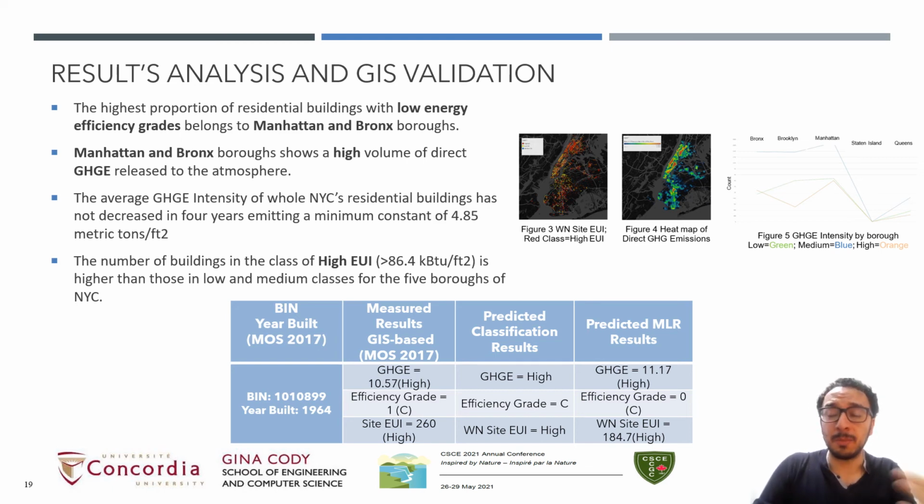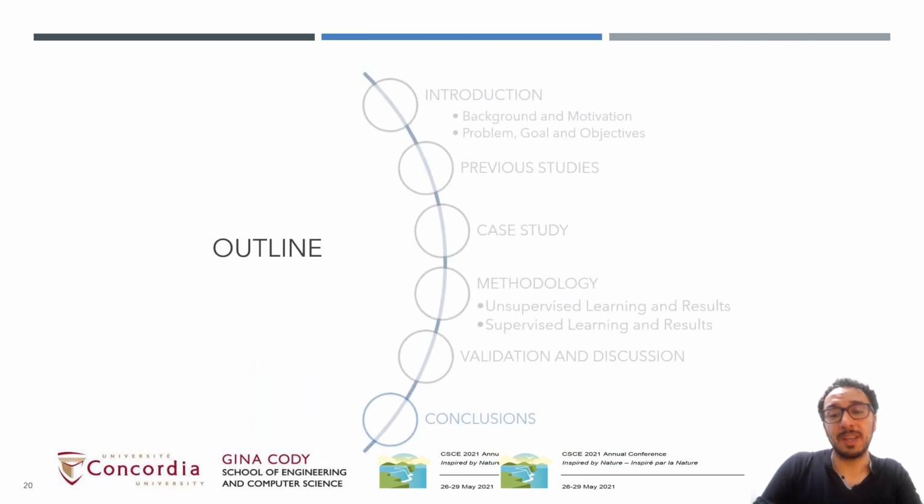Another important observation was that the average greenhouse gas emission intensity for the whole New York City residential building stock has not decreased in 4 years, emitting a minimum constant of 4.85 metric tons. And the number of buildings in the class of high site EUI is higher than those in low and medium classes for the 5 boroughs. And GIS validation at the building level, for a specific building identification number and year built, was compared versus the measured result given by the Mayor's Office of Sustainability versus our predicted classification results and predicted multilinear regression results.